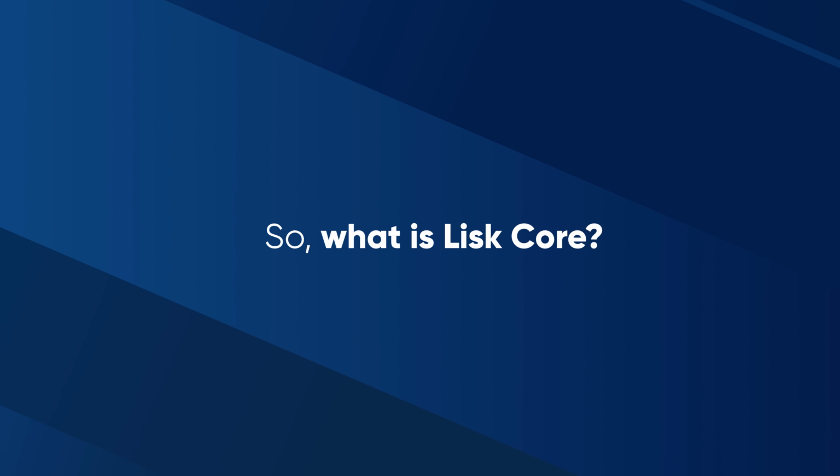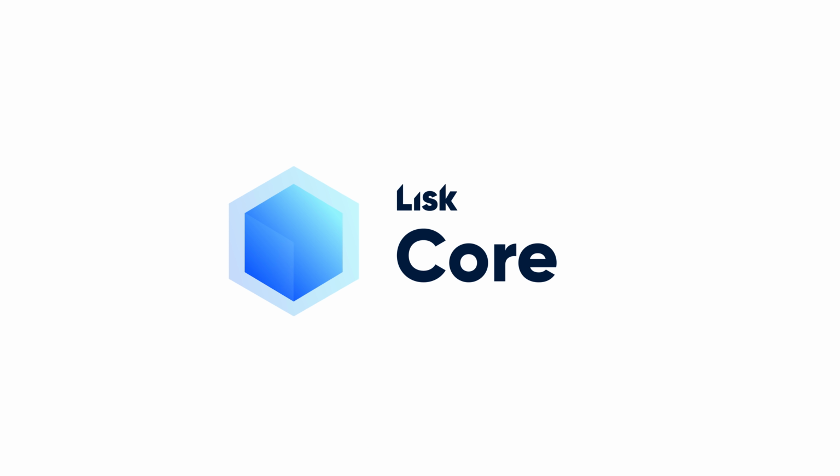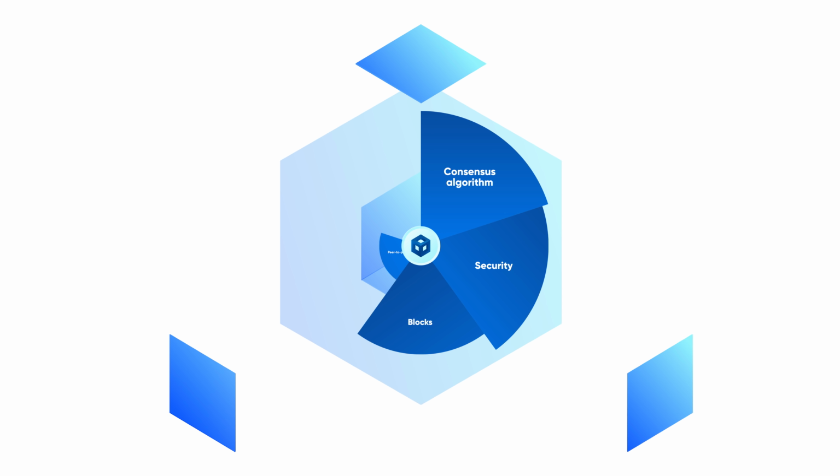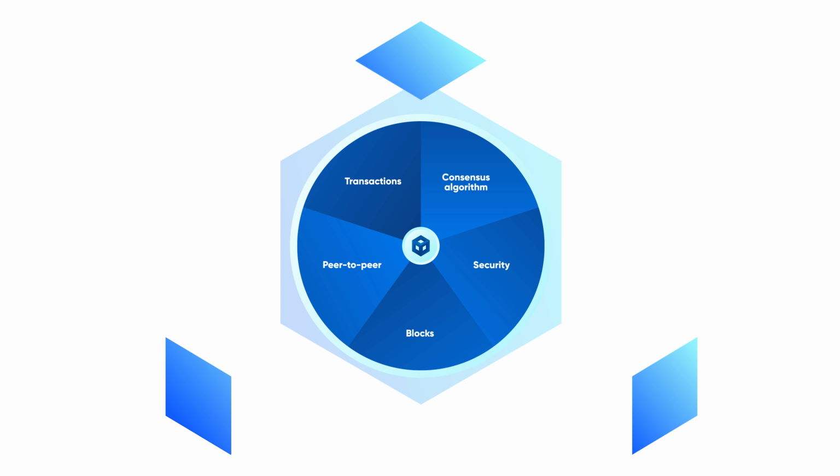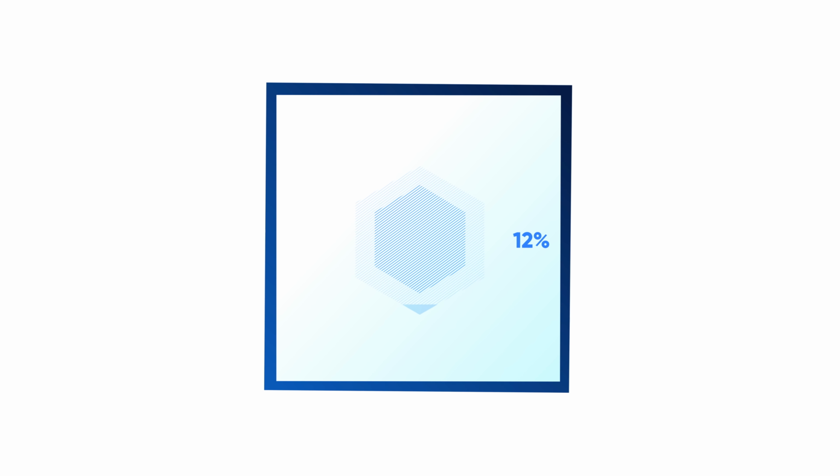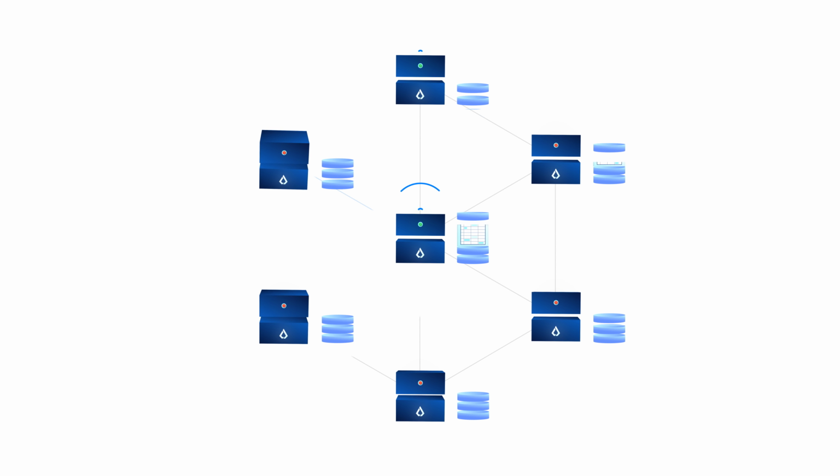So, what is Lisk Core? In short, Lisk Core is the codebase of the rules established by the Lisk Protocol. It is a mandatory program to be executed on every node in the Lisk network and guarantees the validity of the data contained within the Lisk blockchain and the new data being written on it.